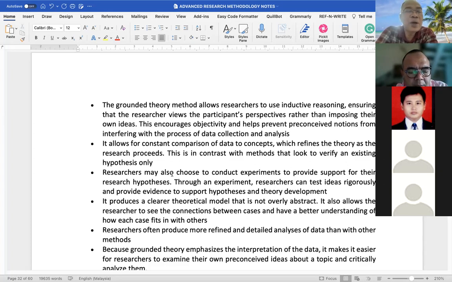Ada soalan tentang qualitative research using the grounded theory research design. Ada soalan? Bapak Haji? Ya, Prof. Ada, Prof. Ini, Prof. Silakan. Thank you, Prof.